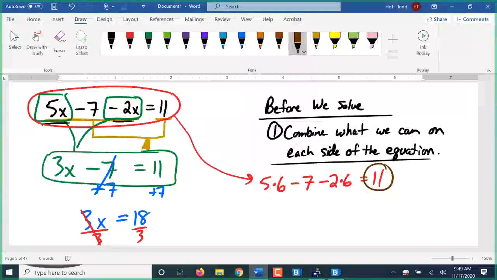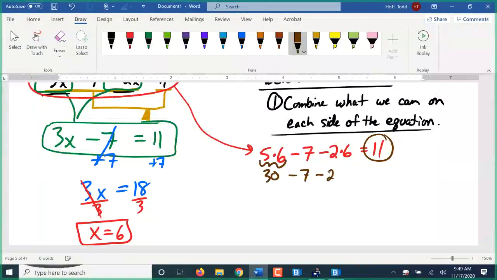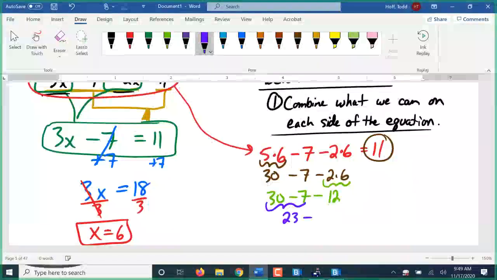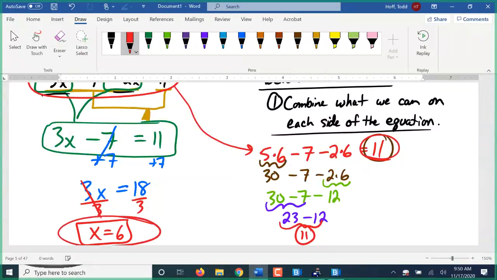On the left side, we're going to do order of operations. So we have multiplication. We'll go left to right. We got 5 times 6 is 30. We have 2 times 6 is 12. Now we have addition and subtraction going, or just subtraction, I should say. We'll go left to right. 30 minus 7 is 23. And 23 minus 12 is 11. So we get 11 on both sides. So that confirms that x equals 6 is a valid solution to that equation.